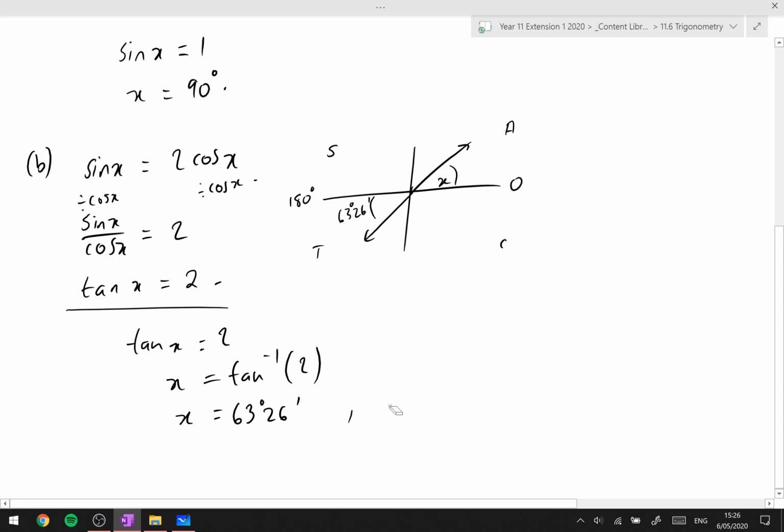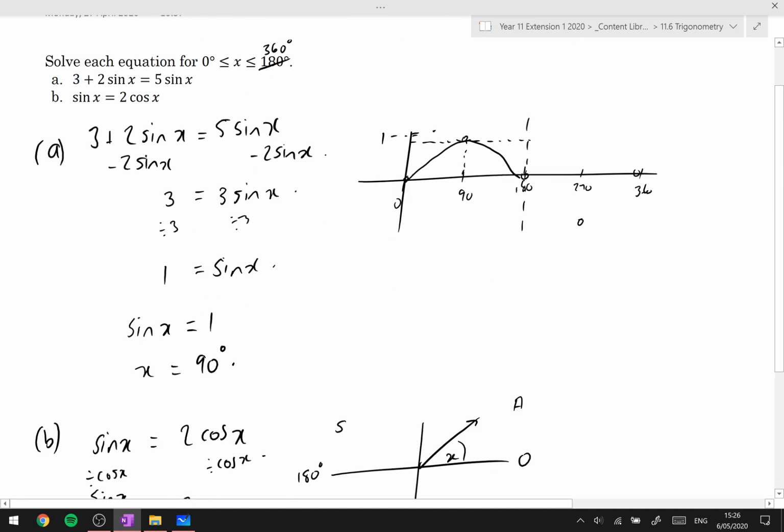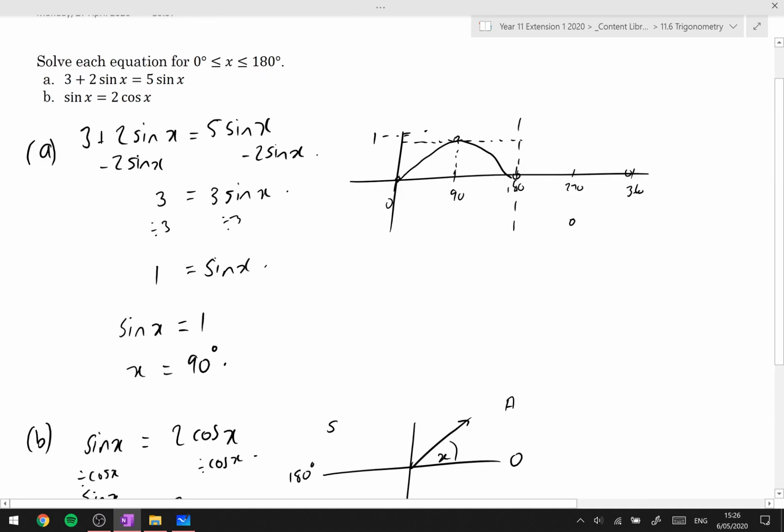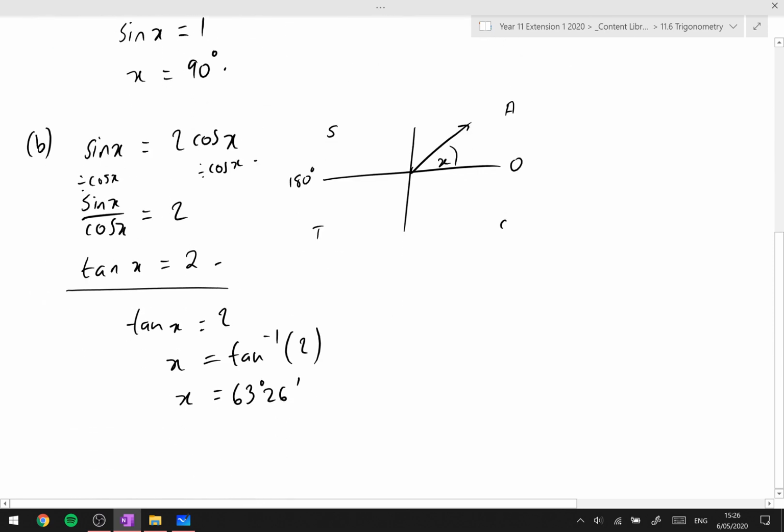But we don't need it for this one because we're only concerned about the first two quadrants, and so that is our answer and our only answer.